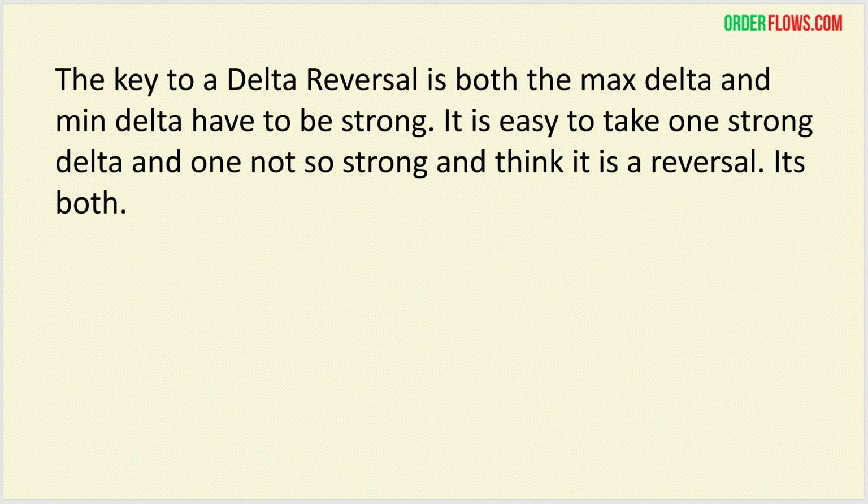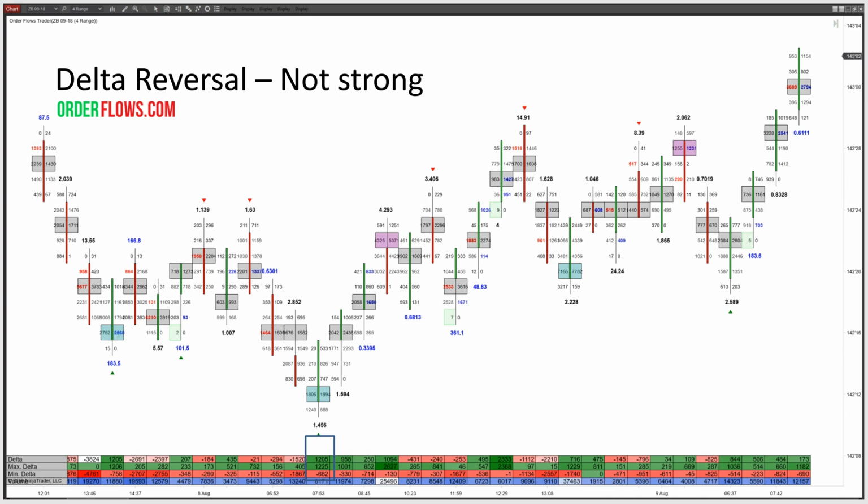Now, the key to a delta reversal is that both the max delta and the min delta should be strong. It's easy to take one strong delta, either positive or negative, and one not so strong, and think it's a reversal. It really needs to be both. What do I mean by that? It's like this. Can you take this? Would you consider it?